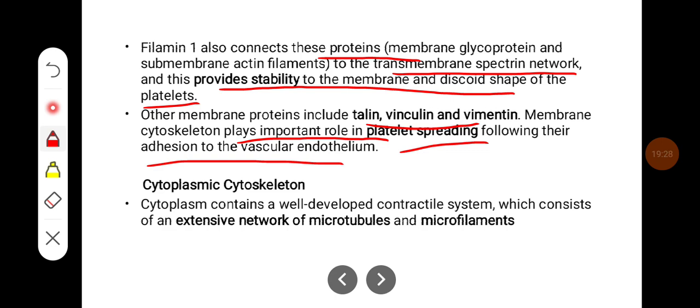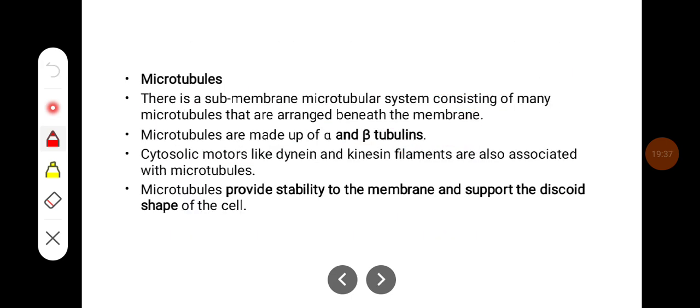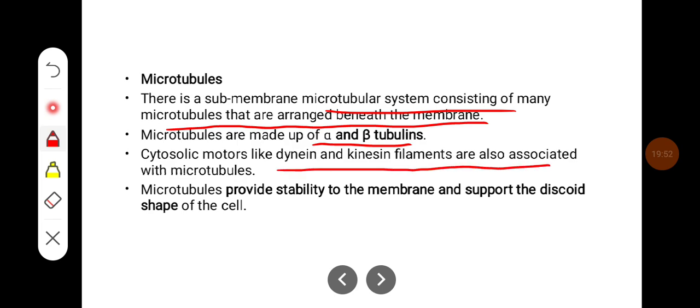Cytoplasmic cytoskeleton. The cytoplasm contains a well-developed contractile system which consists of an extensive network of microtubules and microfilaments. So there is a submembrane microtubular system consisting of microtubules that are arranged beneath the membrane. Microtubules are made up of alpha and beta tubulins. Cytosolic motors like dynein and kinesin filaments are also associated with microtubules. Microtubules provide stability to the membrane and support the discoid shape of the cell.